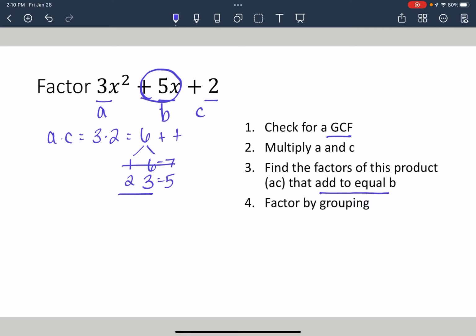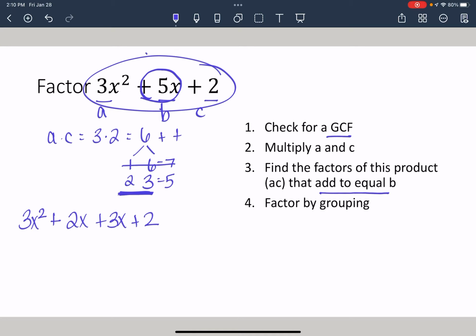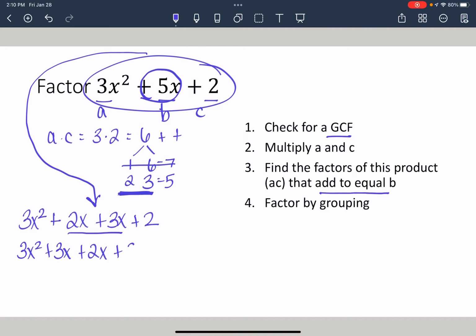So what I'm going to do is rewrite this original trinomial, but I'm going to expand out the 5x term. So what I do is I write 3x squared plus, and then I use these two factors. I write them as 2x plus 3x, and then plus 2. So what I've done here is I've taken this trinomial, and I've taken that 5x and written it as this sum. So what I do now is I want to group my terms together so that I can find a GCF. So I'm going to rearrange this a little. I'm going to put 3x squared plus 3x plus 2x plus 2.